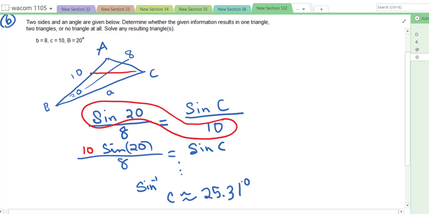So you can look back at the video, okay? Okay, so now is where we have to check if there is a possibility for another triangle.